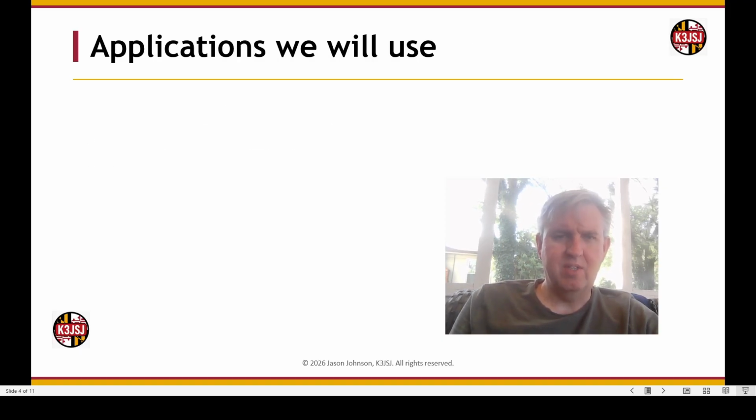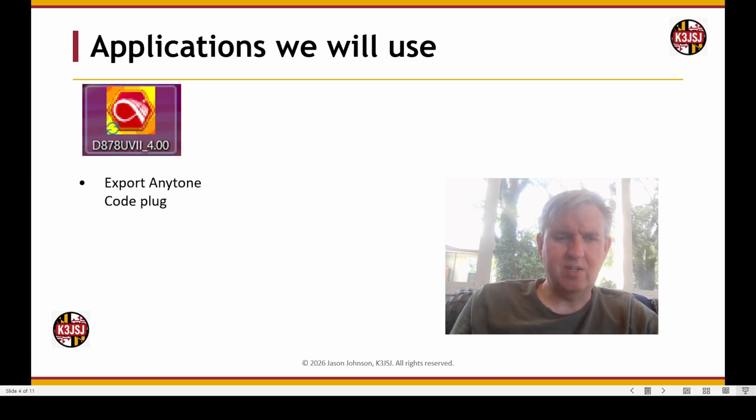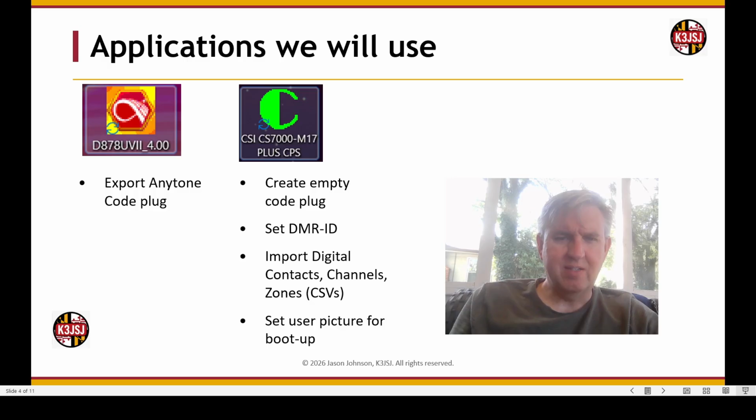to program the radio. There's a couple applications I'll be demonstrating. The first is the Anytone CPS software. I'll use this to export my radio code plug to CSV files. The next application is the CS7000 CPS, and there's a couple different steps we'll use with this. The first, we have to create an empty code plug file and set our DMR ID to prepare the code plug for the new channels. I'll also be importing some CSVs that are converted from the Anytone format into CS7000 format.